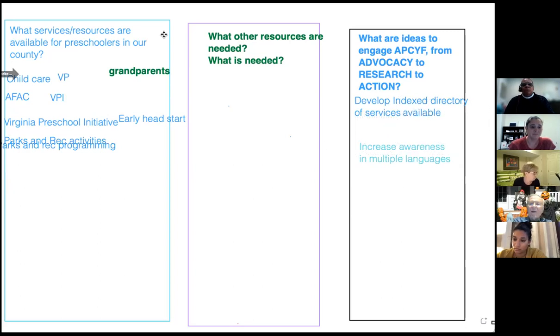I'll take advantage of the talking if that's okay. Yeah, me too. Whatever resources are needed, my answer is support for the unlicensed and informal childcare.